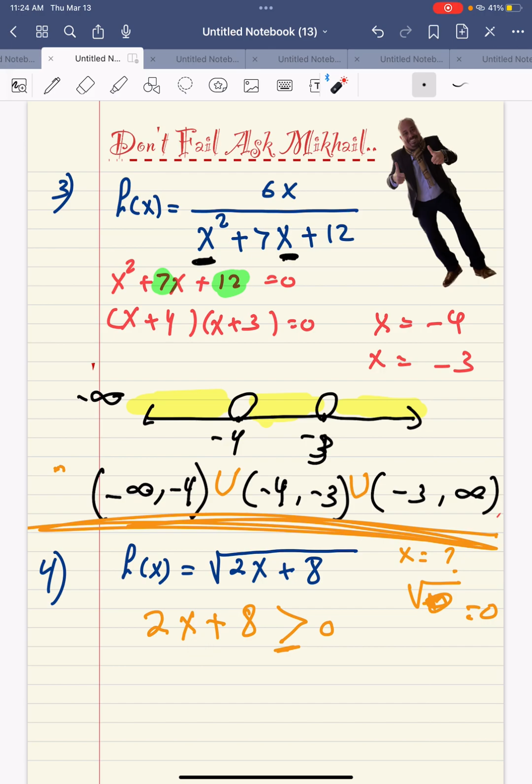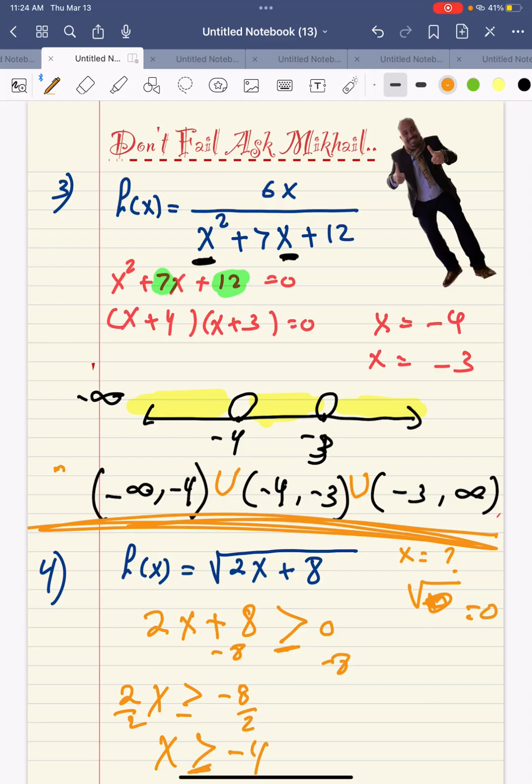The values are the domain. So, I'm going to subtract 8. Then 2x is greater than or equal to negative 8. Divide by 2. Then x is greater than or equal to negative 4.